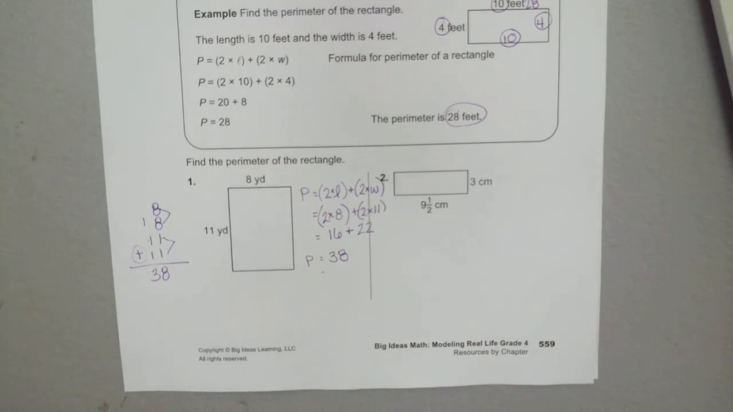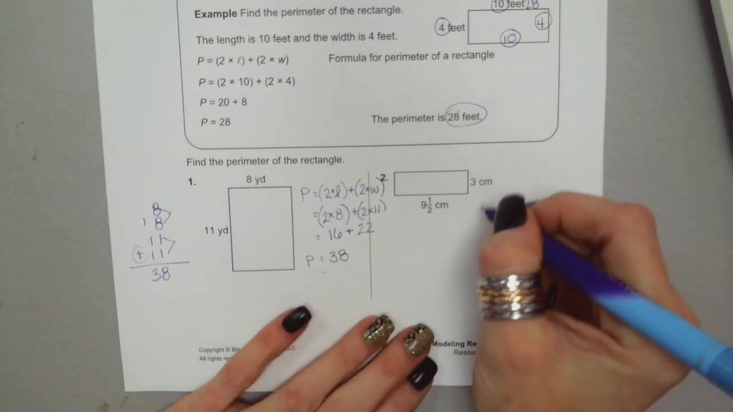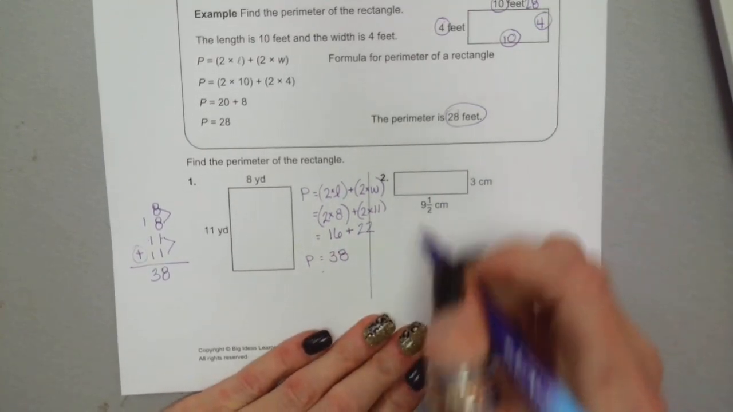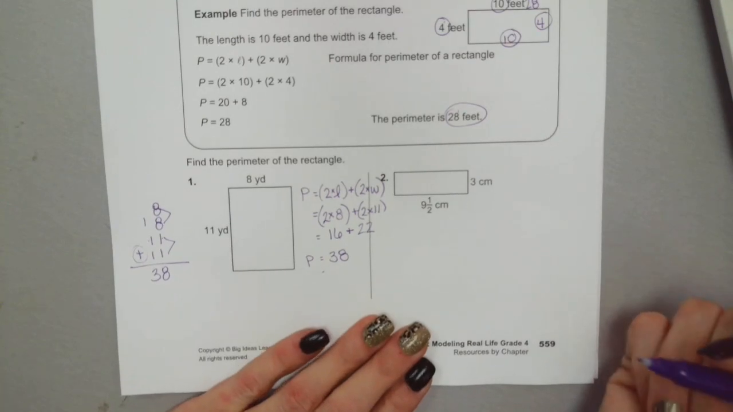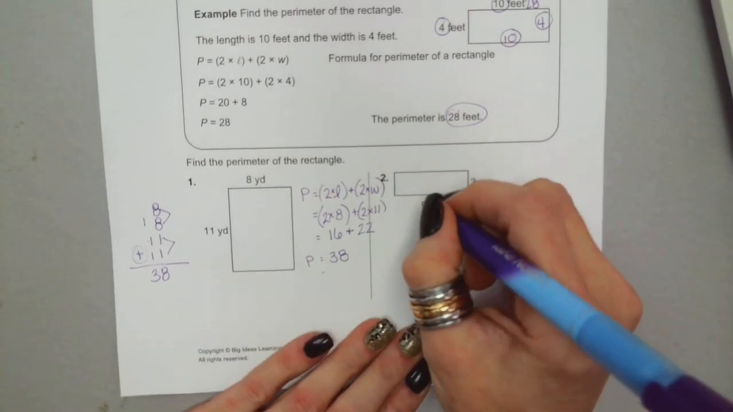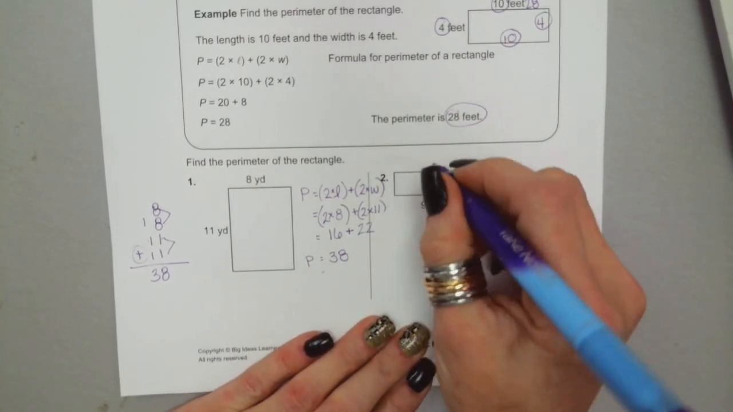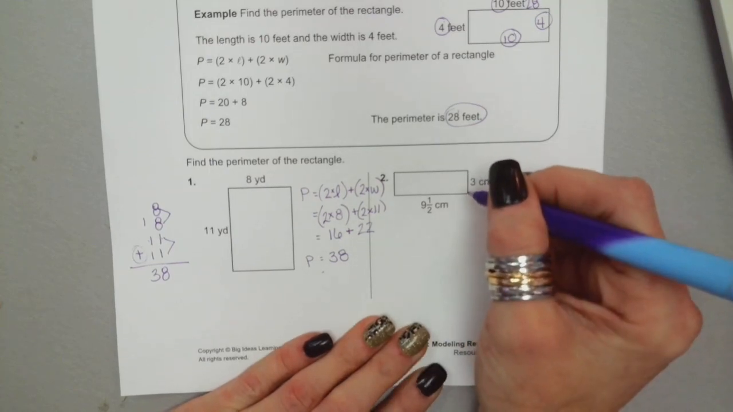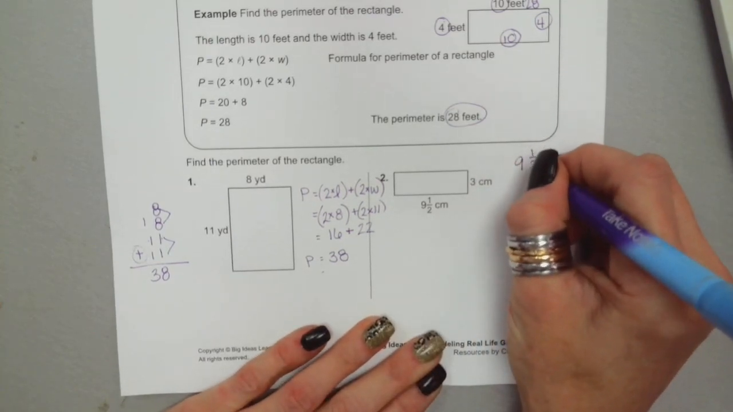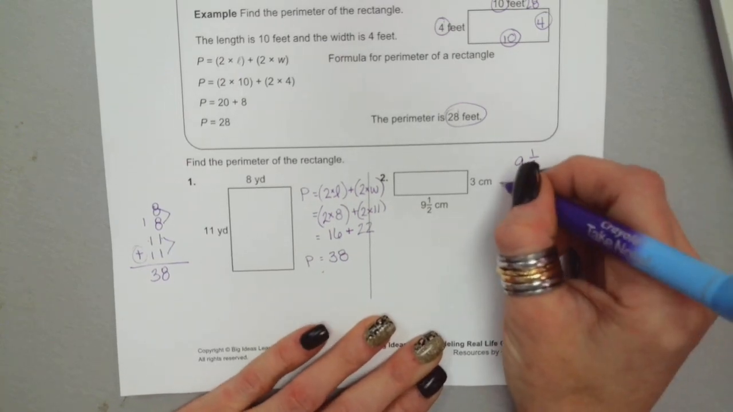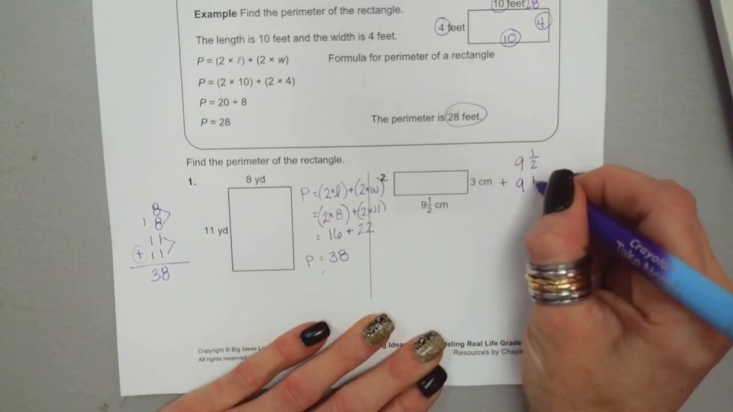We're still working. All right, so again, 2 times the length plus 2 times the width, or we could say length plus length plus width plus width. So let's start out because we have a fraction here, and sometimes fractions are intimidating. So let's go ahead and take care of those guys.